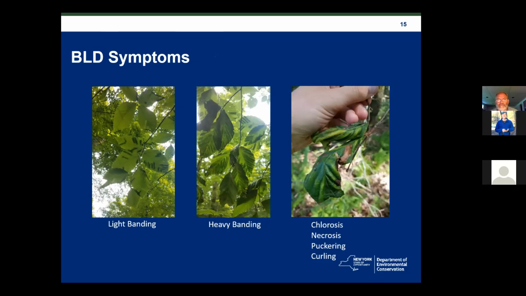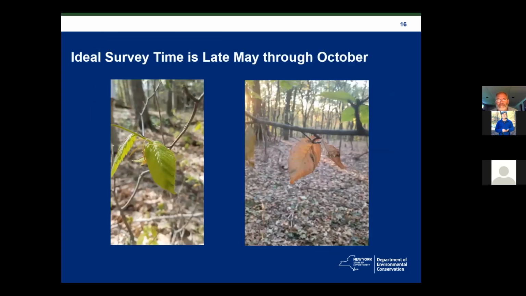Early symptoms include the darkened striping between the leaf veins. Later, heavy banding can cover most of the leaf surface. This will impact the tree's ability to photosynthesize. After a few years of being infested, leaves will become deformed, chlorotic, and have a thickened, leathery texture. The ideal survey time is late May through October. Here you can see the banding at leaf out and also in the fall.